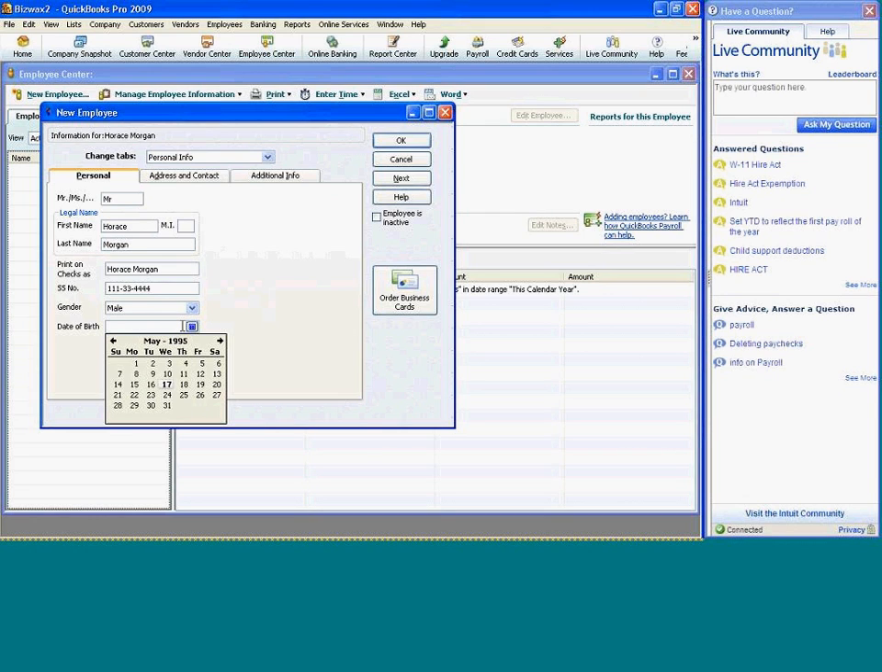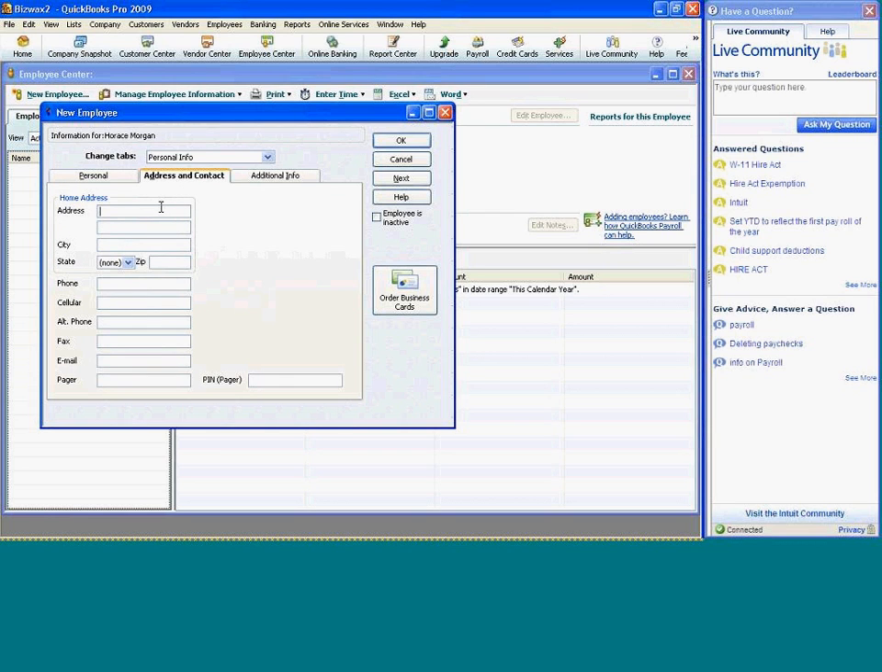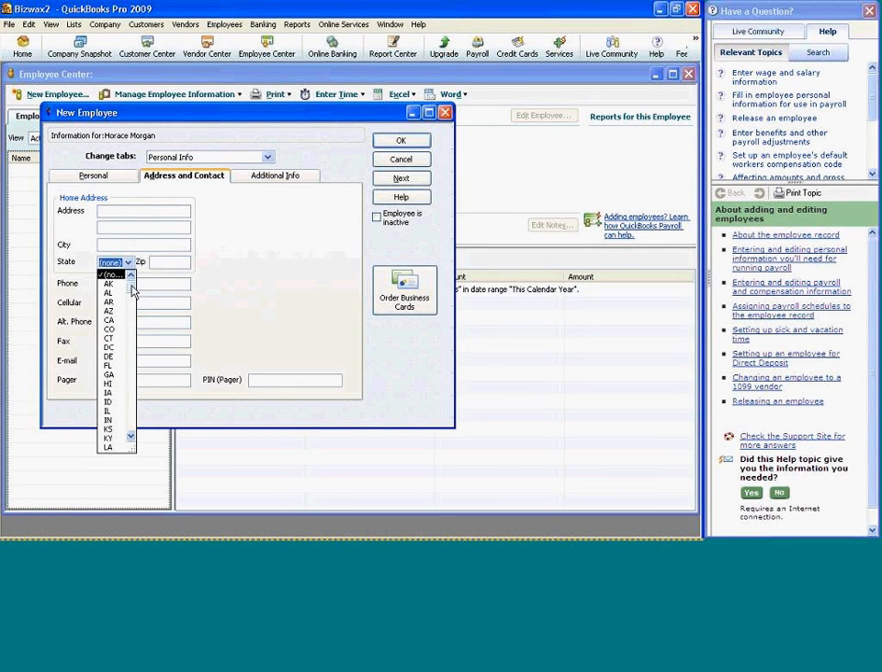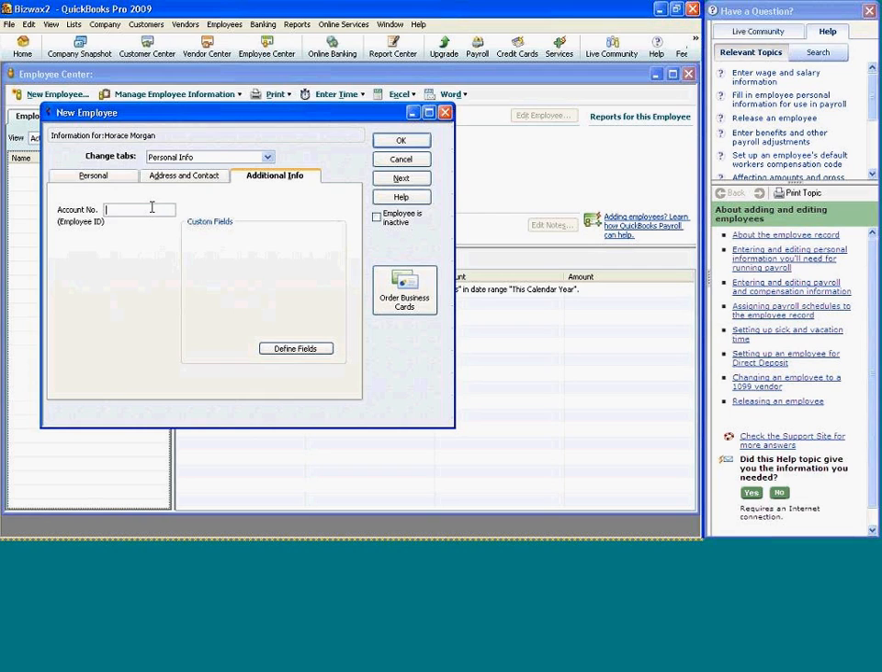Make it a little older. Okay, that's old enough. This will make a little content. Contacts, New York. Not North Carolina, New York. Account number of employee. Here's our number one account.